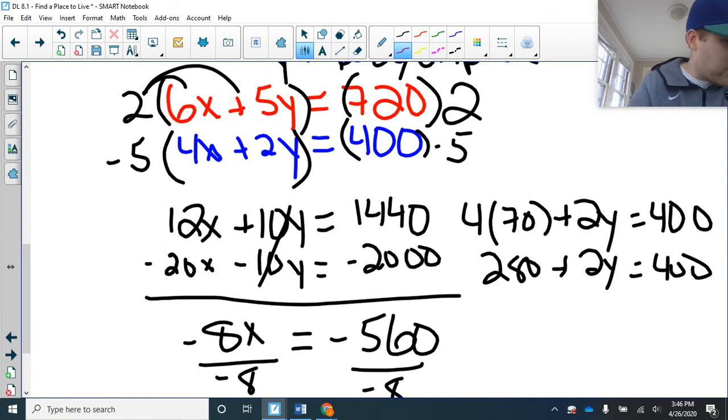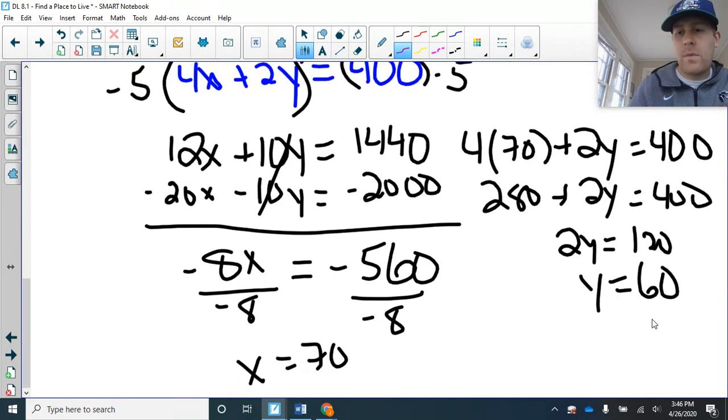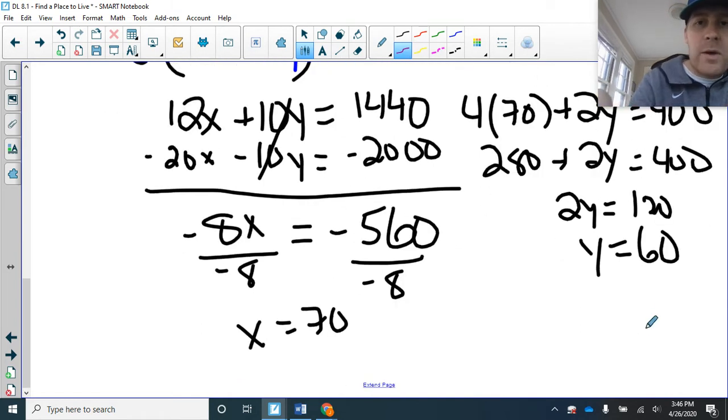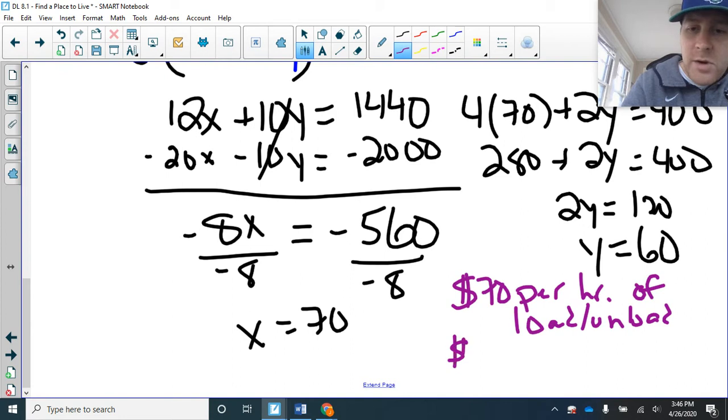Let's subtract 280 from both sides, so I'm left with 2y equals 120. Divide both sides by 2, and y gives you 60. Let's answer the question at the end: it's going to cost us $70 per hour of loading and unloading. It's going to cost us $60 per hour.